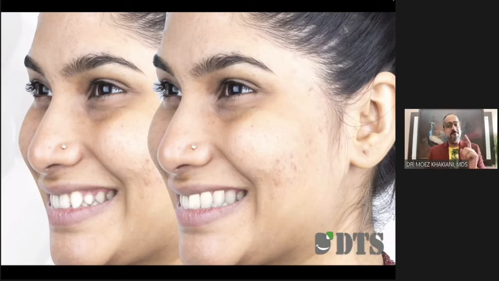But remember one thing. Always remember one thing. Whenever you put a simulation like this, please put a tagline with that simulation saying it is a digital simulation and final results may vary. You don't want a scenario where your patient says, but in the photo it looked so good, this doesn't look right.